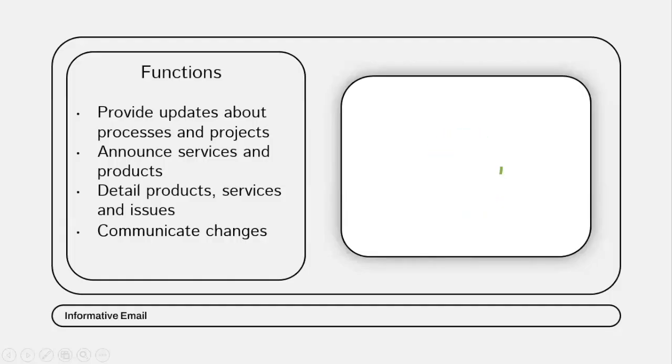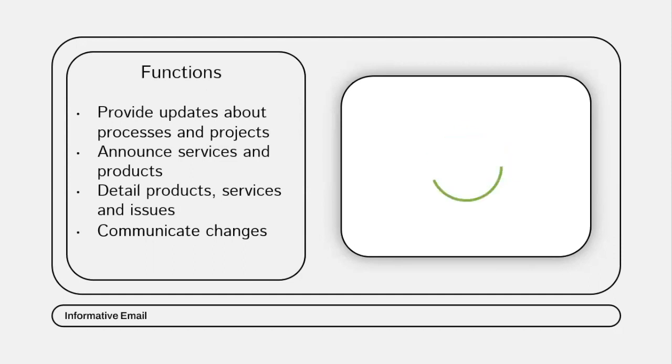We're going to focus on three different emails: informative emails, request emails, and complaint emails. As well, we're going to study the grammatical structures and the structure you need to follow to create each of these. Let's start. When we talk about informative emails, we're talking about the type of email that provides information to a reader. Some examples of the type of information informative emails provide: updates, announcements, details, and communication of changes.